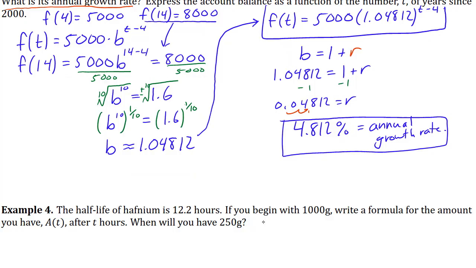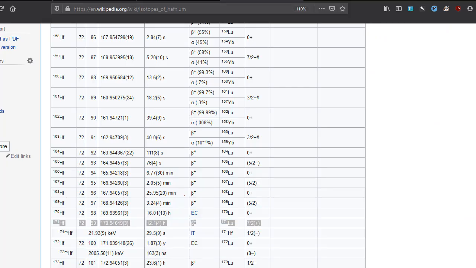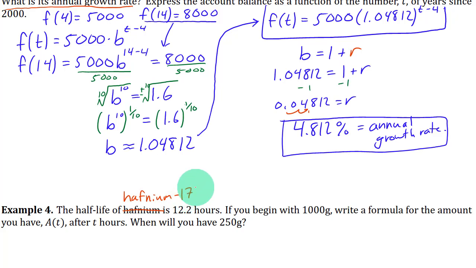So I'm going to correct that here. It's specifically hafnium, what was it, 171. Has a half-life of 12.2 hours. Other kinds of hafnium have totally different half-lives.